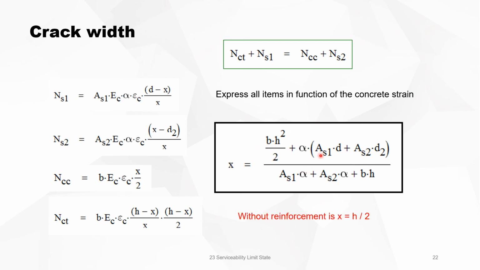We see immediately if there is no reinforcement, the depth of the neutral axis is h/2, which is pure elastic. Remember, the depth of the neutral axis in ULS is 0, it is not existing when there is no reinforcement. So this is the big difference.